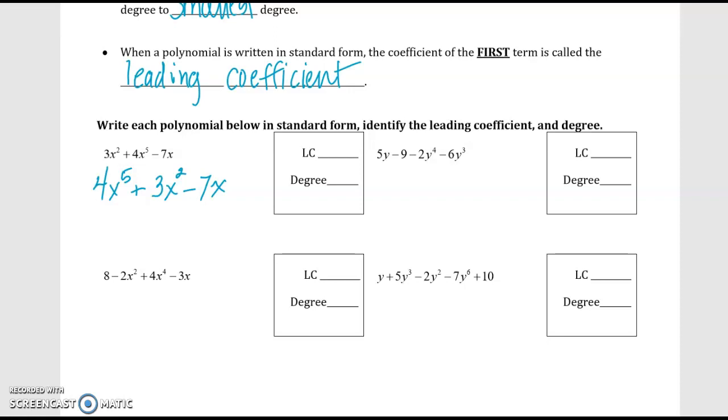Okay, so over here, LC means the leading coefficient. So what is the leading coefficient of this polynomial? And that's the number 4. The degree is the largest exponent, remember we talked about. So this is a 5th degree polynomial. Or to be more specific, a 5th degree trinomial. It has 3 terms.